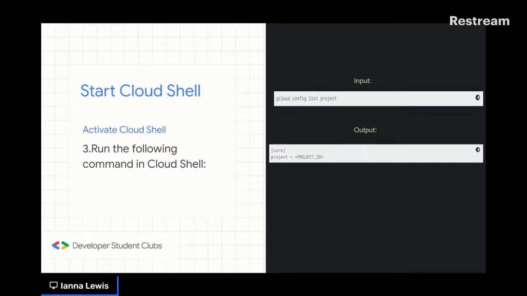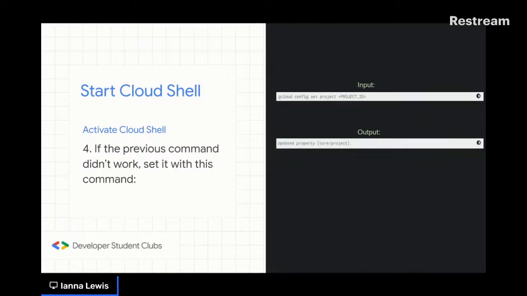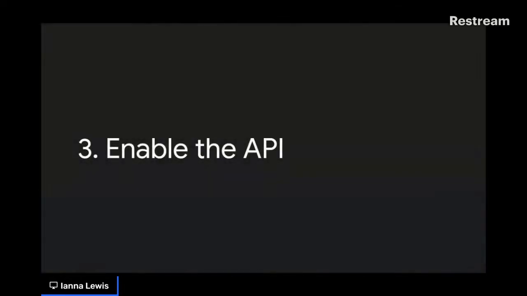The next command that we have is to configure your project and set its ID. And you should see the output that you see on your screen. Now, if the previous command didn't work, you can also set it with this command. And the command output should be just as you see on your screen. Okay, so we're done setting up.